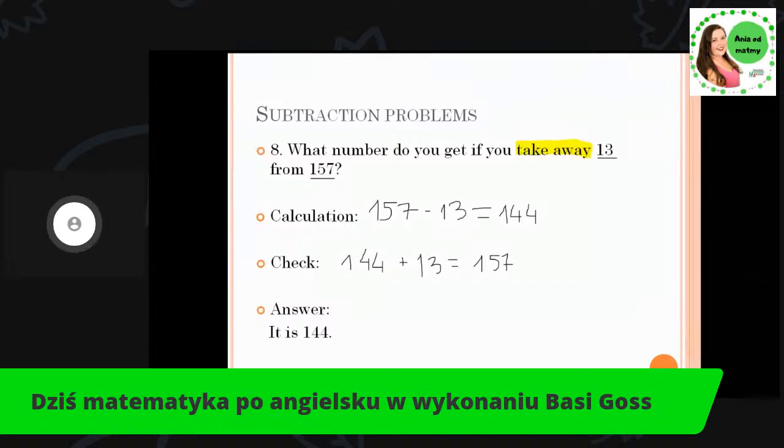You can also say we get 144 when we take away 13 from 157. Or you can say when we take away 13 from 157, we get 144.